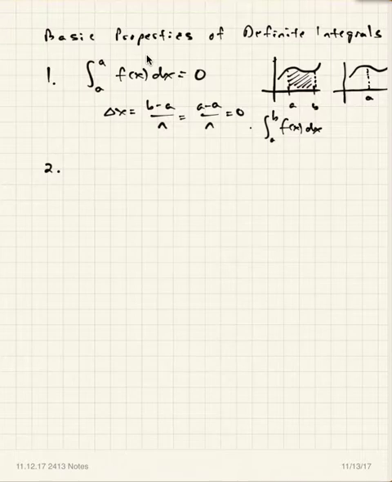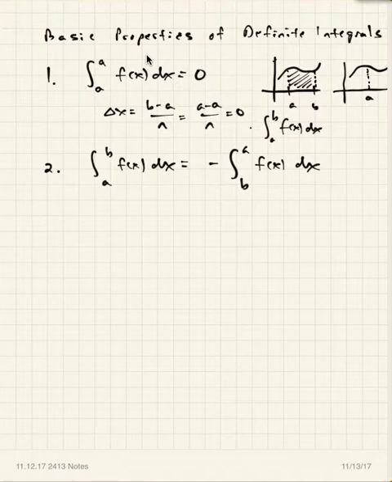All right, property 2. The integral from a to b of f of x dx is the opposite of the integral from b to a of f of x dx. In other words, if you switch the direction of the limits of integration, then you're changing the sign of the integral. You can see that by thinking about our delta x formula. You have b minus a over n for delta x, but if the limits of integration are backwards, you've got a minus b over n, and that has the opposite sign. And so you're changing the sign of the integral when you flip the limits of integration like that.